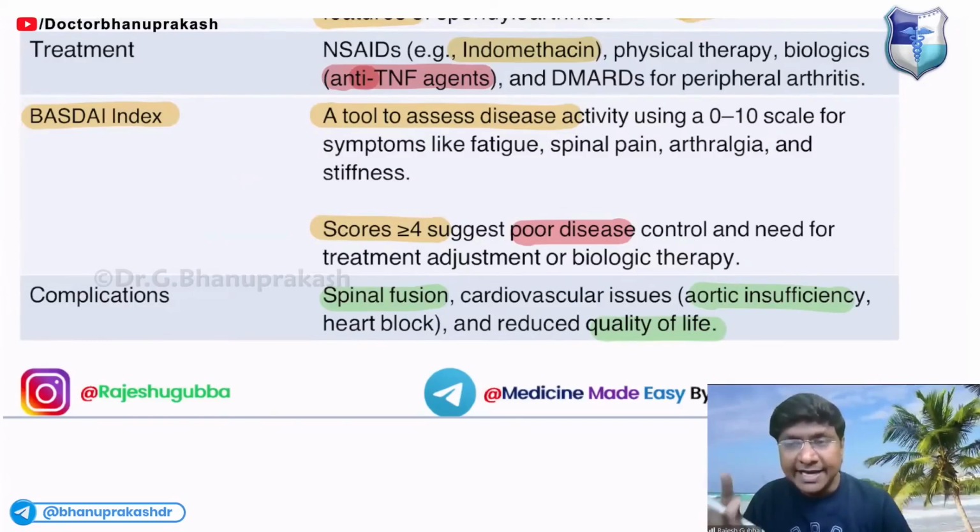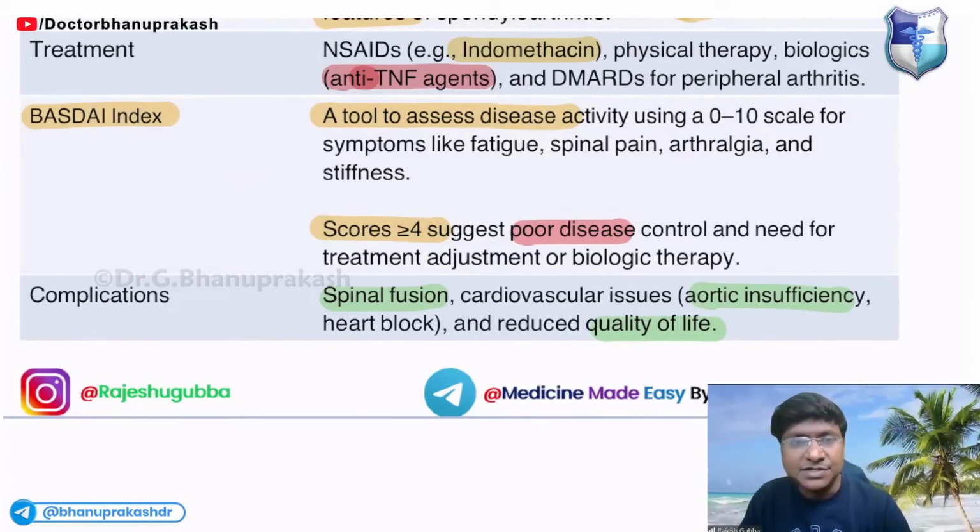HLA-B27 will be positive. Age of onset, around 40 years. Key symptoms: inflammatory back pain, low back pain, and loss of spinal mobility. How will you test for reduced spinal mobility? Schober's test, right? Then radiology: X-ray will show you bamboo spine. MRI will show you bone marrow edema.